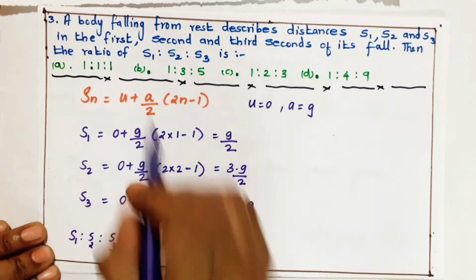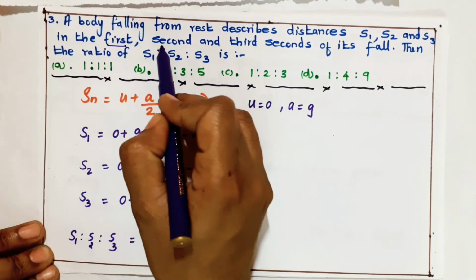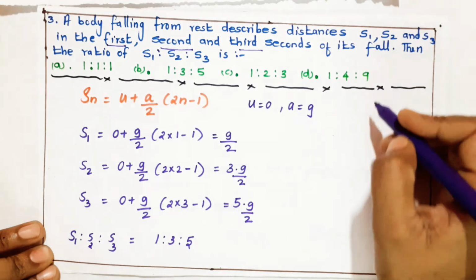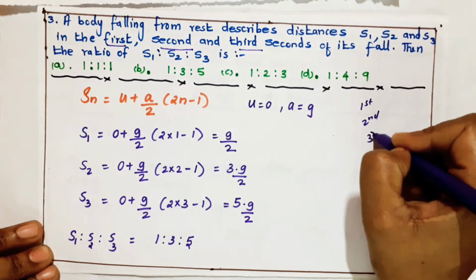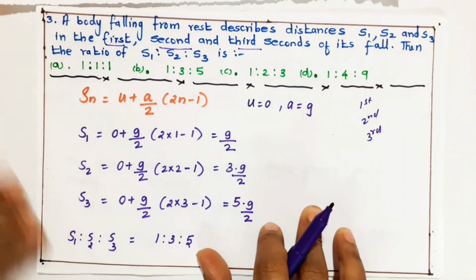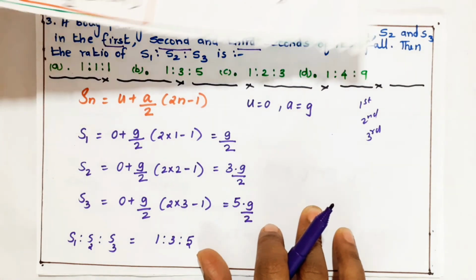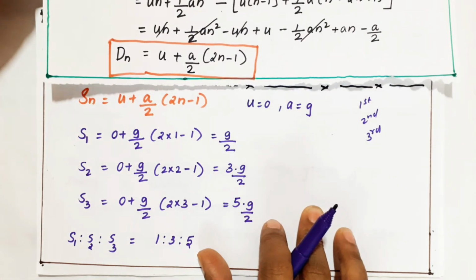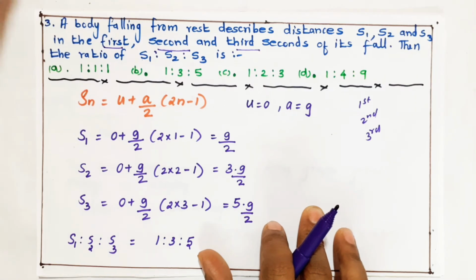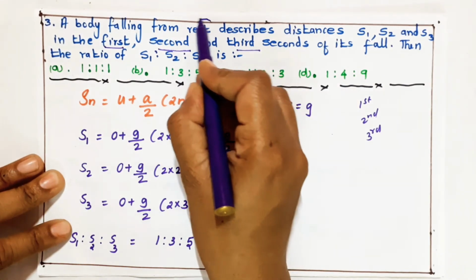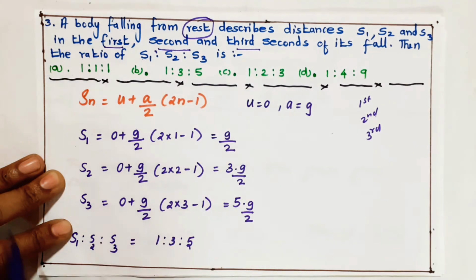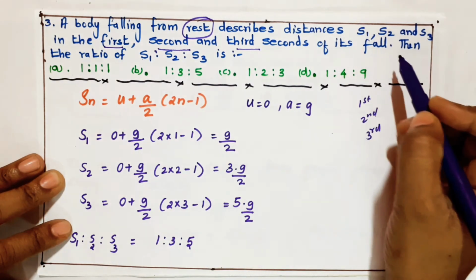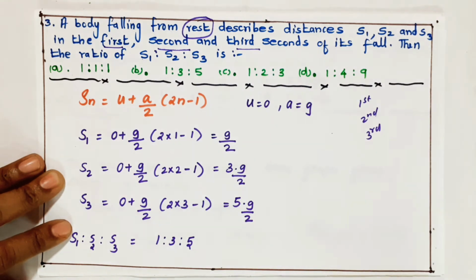In the question they told first, second, third second. So they are given for the first second, second second, third second. So you should understand that you have to use the equation u plus a by 2 into 2n minus 1. Now the body starts from rest, so U will be 0. It is falling, it is a freely falling case. Body falling from rest and it is coming down.